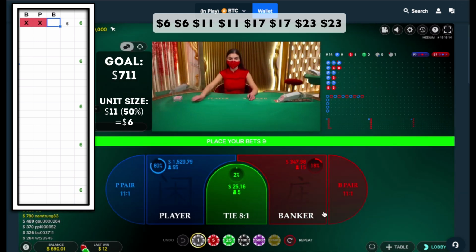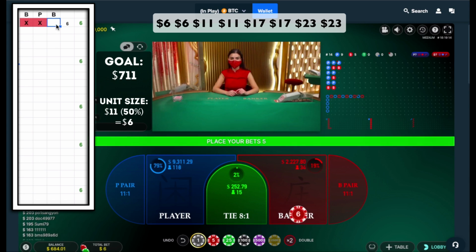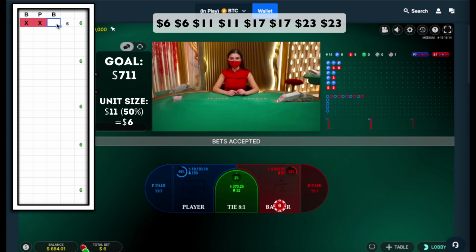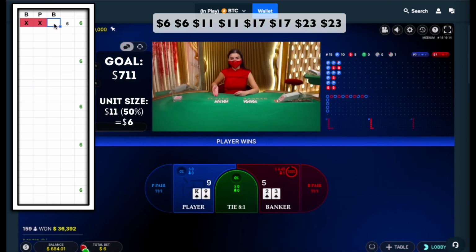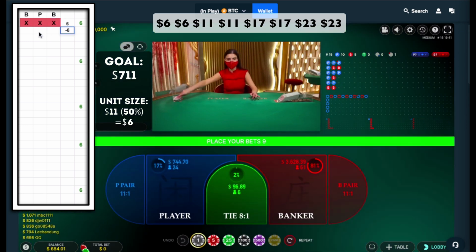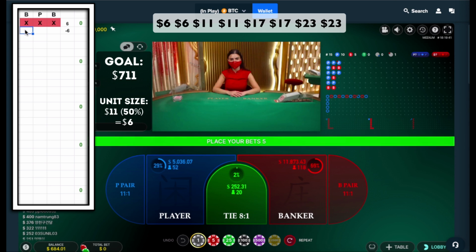Okay, here we go, looking for the check mark. 6 on banker. Natural 9 for the player, so we lose. Minus 6. Where is our next betting opportunity, guys? You got it, middle spot right over here. And we're still looking for the check mark.